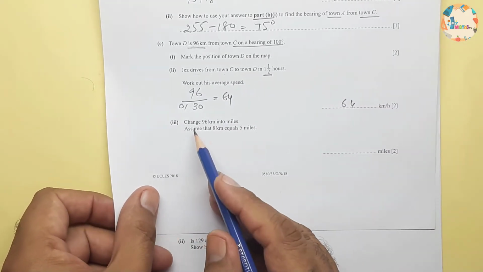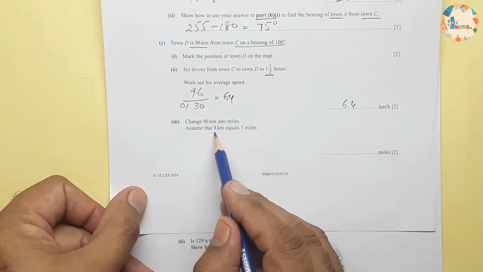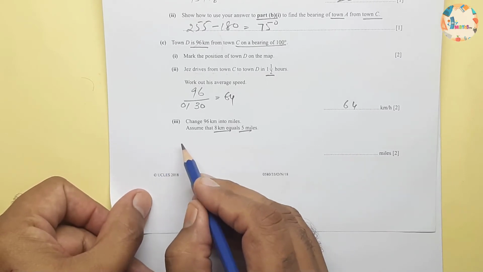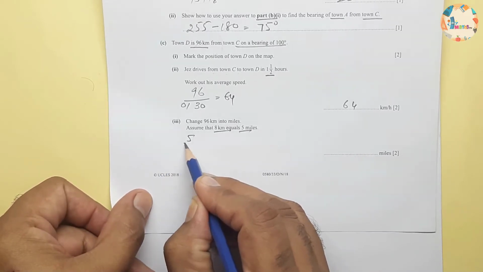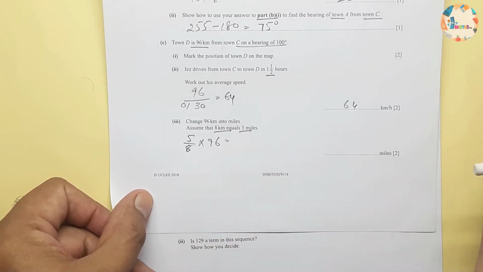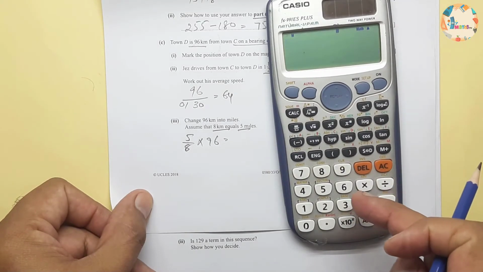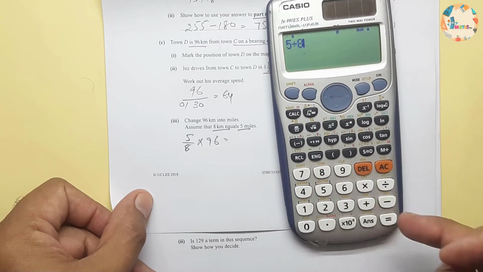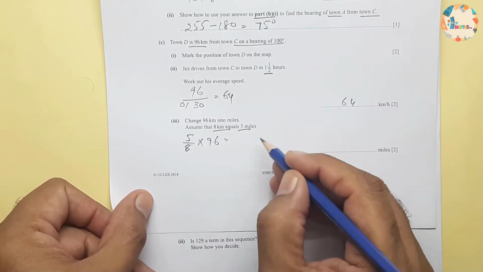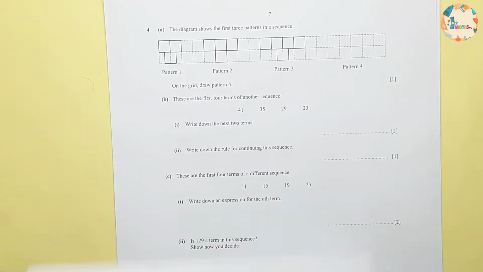And third part, change 96 kilometers into miles by using this: 8 kilometers is equal to 5 miles. So 5 divided by 8 multiplied by 96 will give us the miles. So 5 divided by 8 multiplied by 96 is equal to 60. So 60 miles will be our answer.